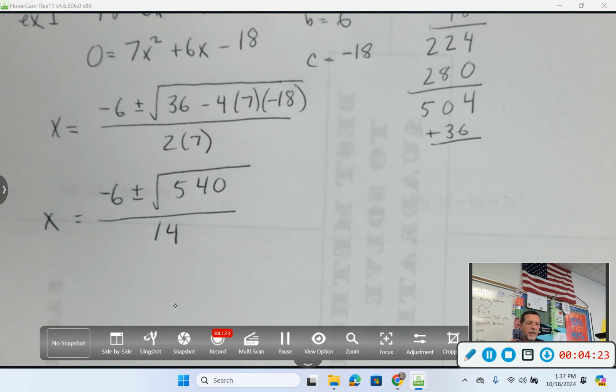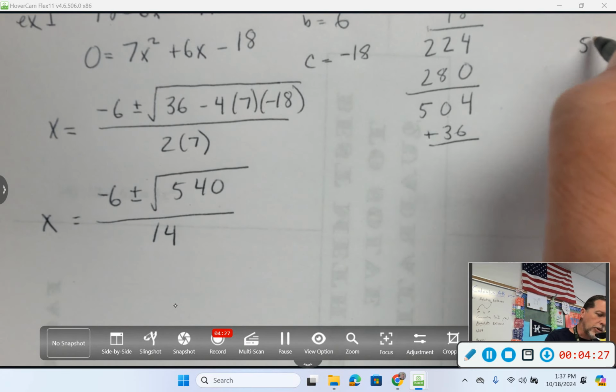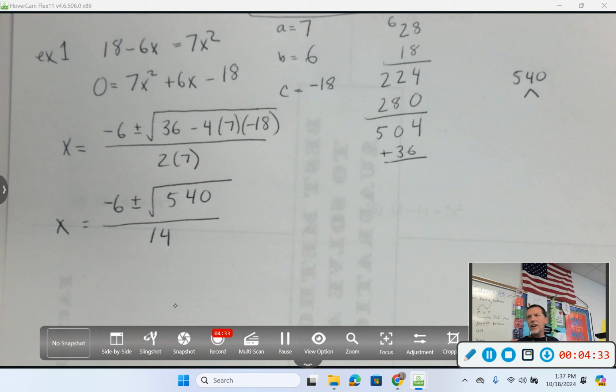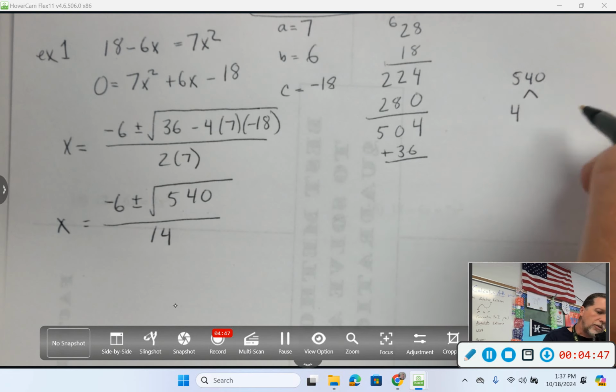540? I don't know any perfect square factors of 540. Who knows if it even has any perfect square factors? So we're going to kind of factor tree this thing. It may have been a while since you've seen a factor tree. Are there any perfect squares of 540 you can think of? 4. Definitely 4. So let's do 4. So 4 and then 540 divided by 4 is 135.